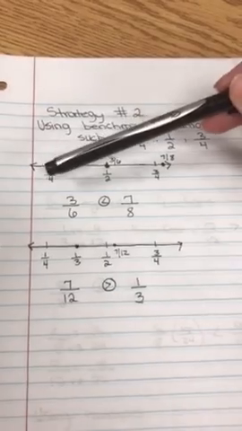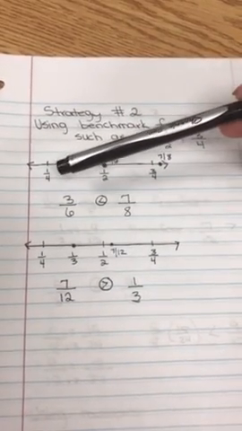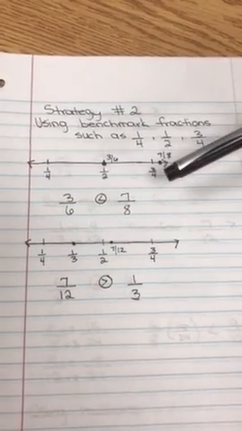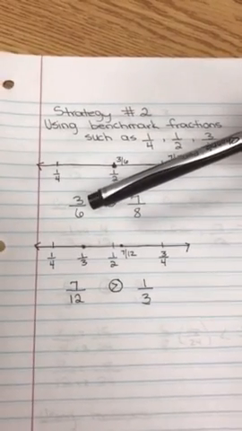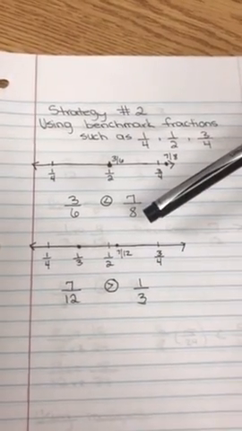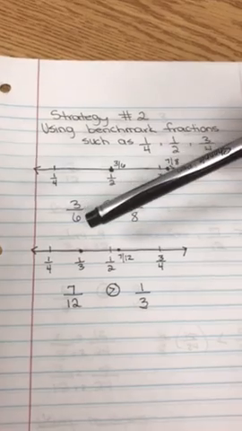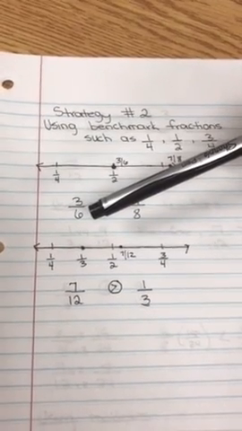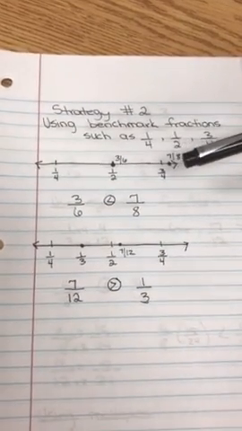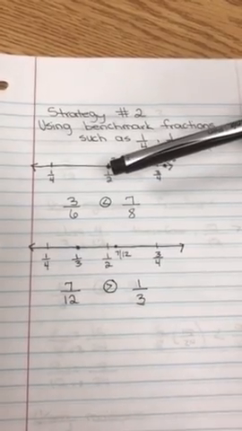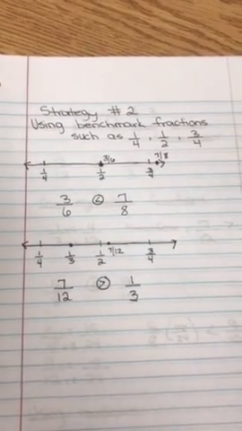So if you notice here, we've drawn out the number line. We've put our benchmark fractions, a fourth, a half, and 3/4. And I'm comparing 3/6 to 7/8. I know that 3/6 is a half. So if I were to place that on my benchmark number line, it would go right on the half because it's the same exact fraction.